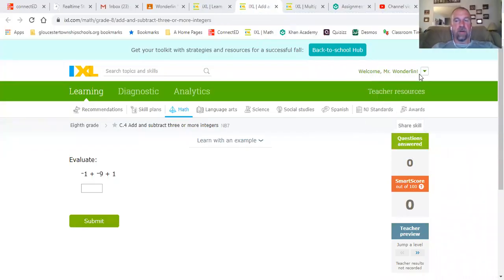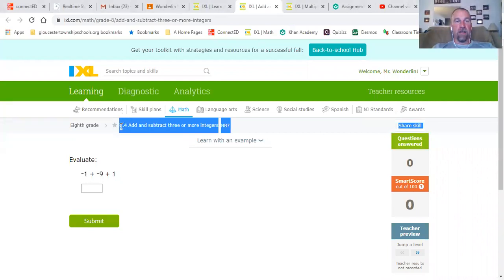All right, today we're going to do some basic integer practice to remind you of some integer rules and some computational things. There are going to be two IXL skills, and I just want to go through a couple of things on them. The first one is the C4, and it's about adding and subtracting. But I'm going to give you three or more integers, not too simple. Adding and subtracting positive, negative numbers. Just want to make sure you understand a couple of things.